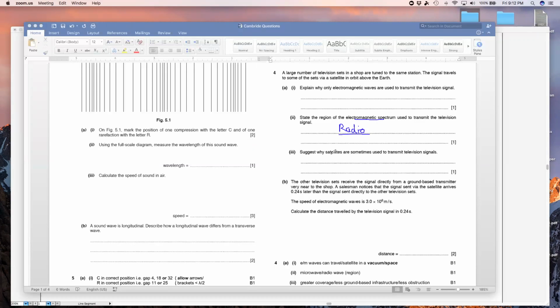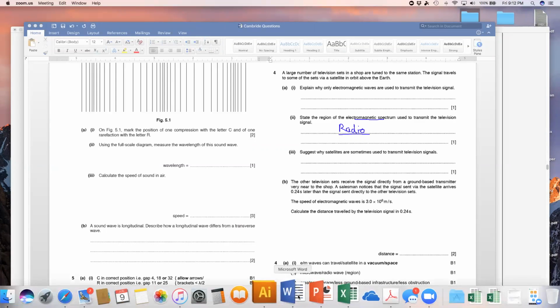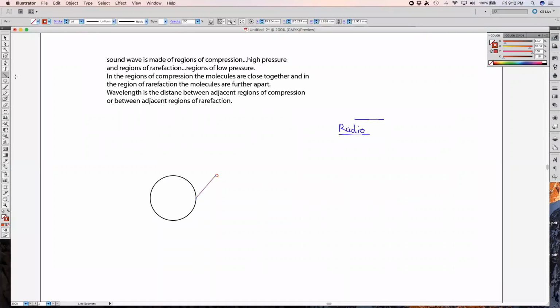Now, why satellites are sometimes used to transmit television signals. Well, a good reason for that is, if you wanted to get a television signal from, let's say, this point on the Earth, right here, let's say that's Trinidad, to Canada, which is somewhere up here, there is no line of sight. The curvature of the Earth will be in your way.